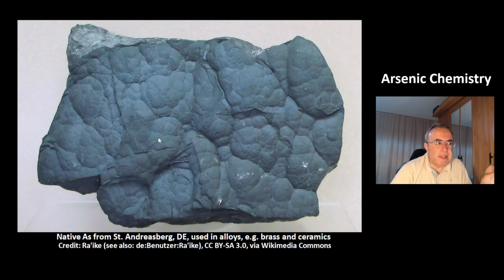This is another picture of native arsenic from St. Andreasberg in Germany. Arsenic is also used in alloys, for example brass and ceramics.